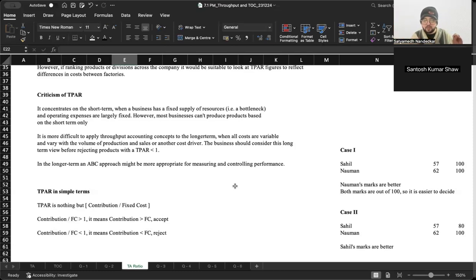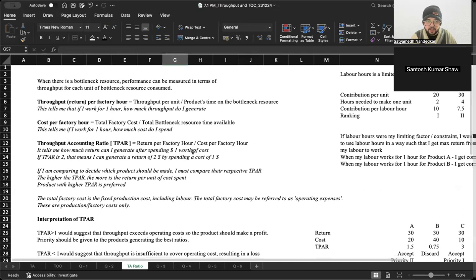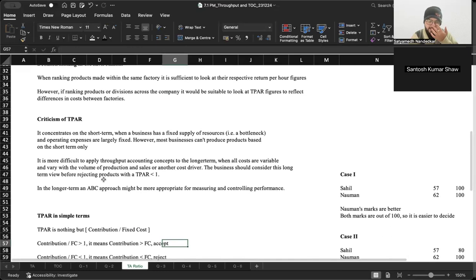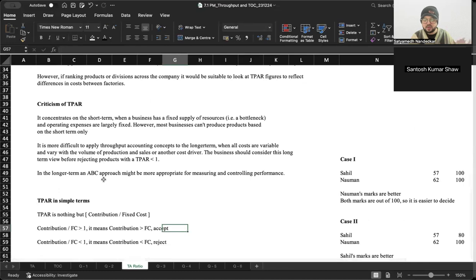But if I were to talk about it in simple terms, TPAR is contribution divided by fixed cost basically. Fixed cost is your denominator, cost per factory hour. Numerator is contribution. So if contribution is greater than fixed cost, accept the project. We said TPAR is greater than 1. TPAR numerator is return, denominator is cost, basically fixed costs in the factory.